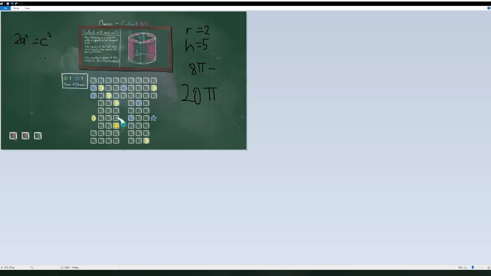Now c is 4, so this is 16. Which means a is actually 2 root 2, because 2 root 2 squared becomes 8. Hold on, let me just show this. So this becomes 16 because we have 4 squared. Divide by 2 on both sides, you get a squared equals 8. 8 is just 4 times 2, so when you take the square root, you get a equals the square root of 4, which is 2, times the square root of 2, which is just root 2.